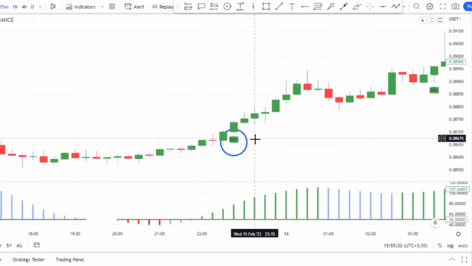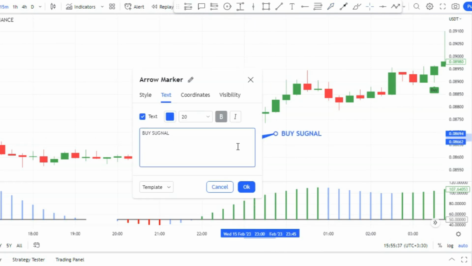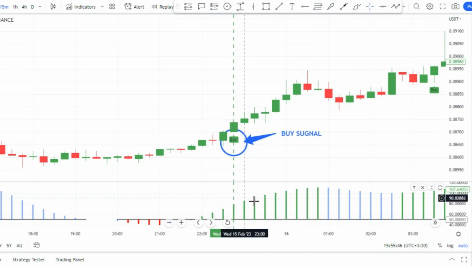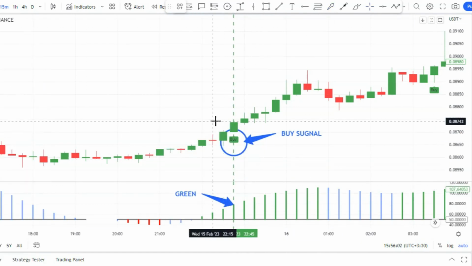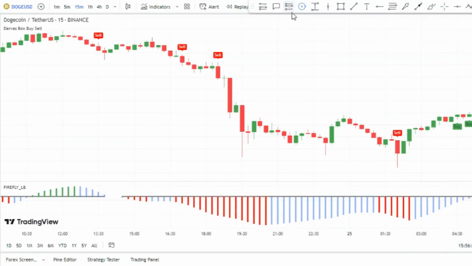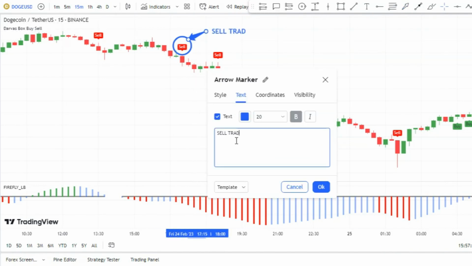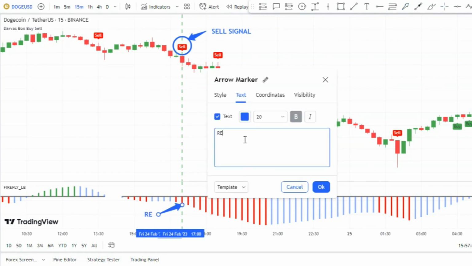So now when we receive a buy signal, we need to check the Firefly oscillator. This confirms that if the Firefly indicator is green, it is a good time to buy. And on the other hand, if we receive a sell signal from the Darvas Box Buy-Sell indicator, we need to check the Firefly oscillator again, and this time we're looking for a red histogram, which would confirm that it is a good time to sell.